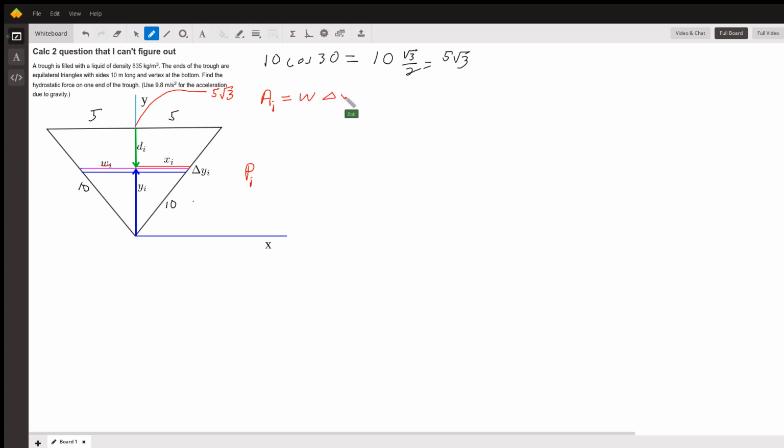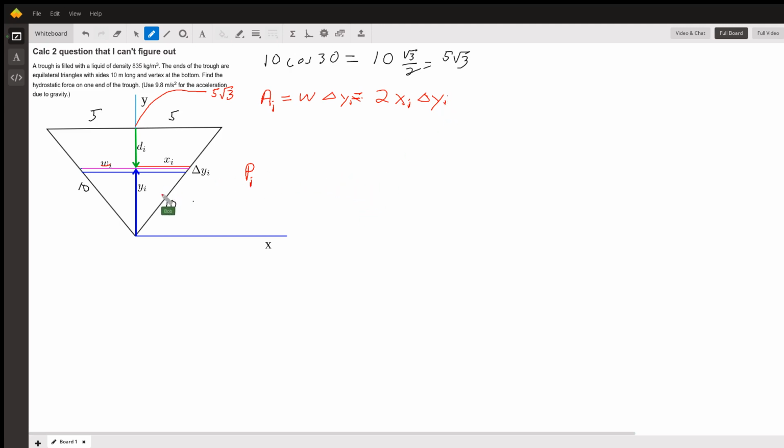Of course, now the width is nothing more than, I was hoping to make it clear in the drawing, but basically this width is nothing more than twice this length right here. So we can call that 2 times x sub I times delta y sub I, because we're looking at the ith sliver right here.